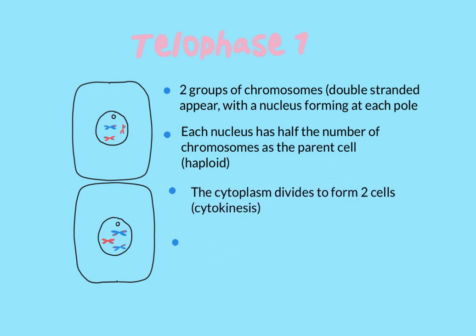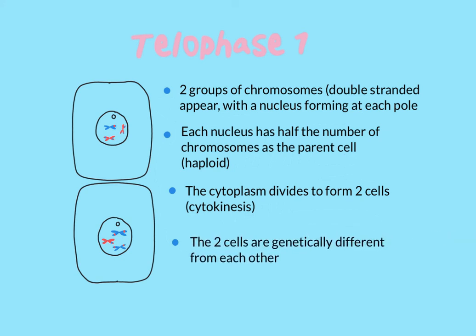Then the cytoplasm divides through cytokinesis, and it's important to note that these two cells are both genetically different from each other. For example, to simplify it, this top cell has 2 maternal chromosomes and 1 paternal, whereas this one has 2 paternal chromosomes and 1 maternal. Now, these chromosomes will contain different genes if it was a paternal one or a maternal one.